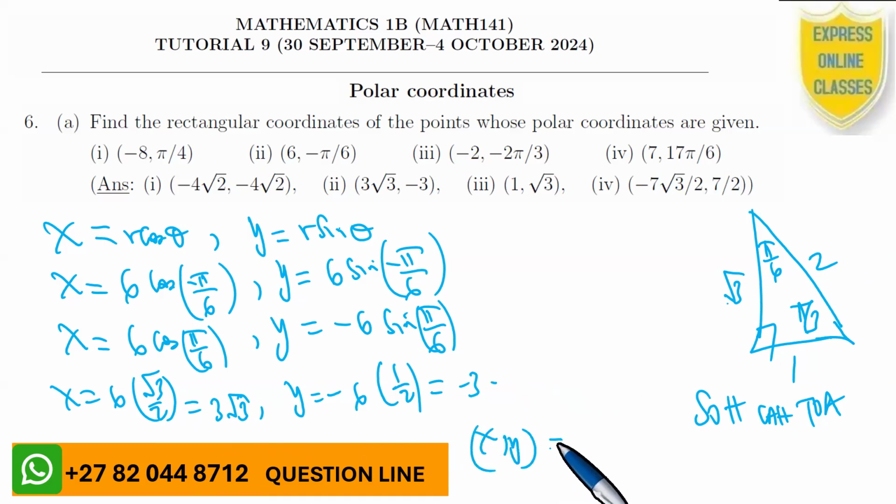Which means x, y is 3 the square root of 3, minus 3.